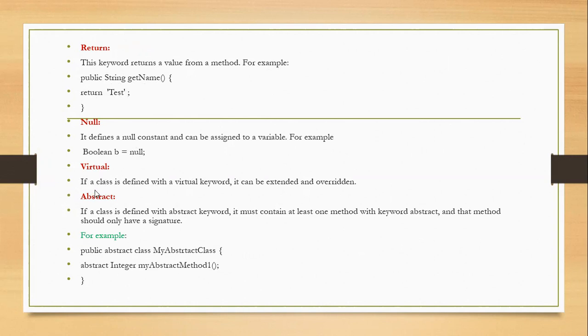Virtual: if a class is defined with the virtual keyword, it can be extended and overridden. Abstract: if a class is defined with the abstract keyword, it must contain at least one method with the keyword abstract, and the method should only have the signature. For example, public abstract class MyAbstractClass, abstract integer myAbstractMethod.